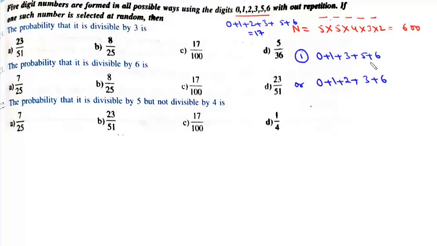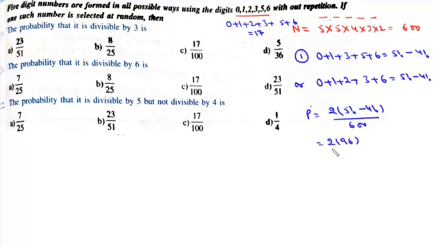Now here the total number of 5-digit numbers that can be formed is factorial 5 minus all those numbers that start with 0. So it will be factorial 5 minus factorial 4, and here too it will be factorial 5 minus factorial 4. So the required probability is 2 times factorial 5 minus factorial 4 divided by 600. Now factorial 5 is 120, 120 minus 24 is 96. So it will be 2 into 96 upon 600, which is 8 by 25, and that's your option B.